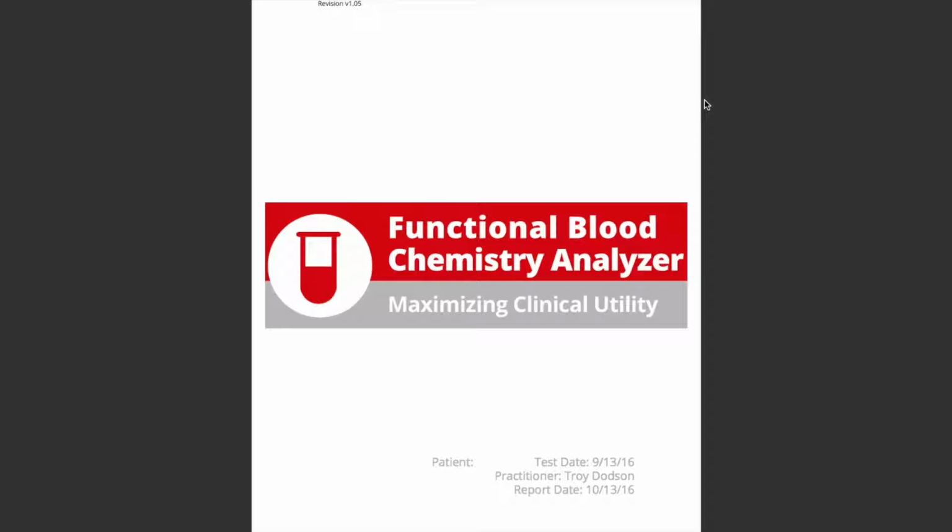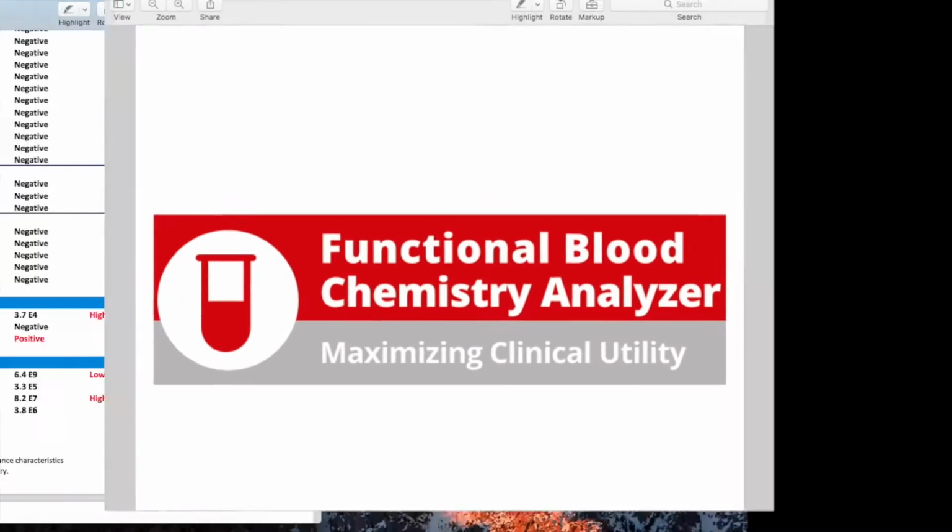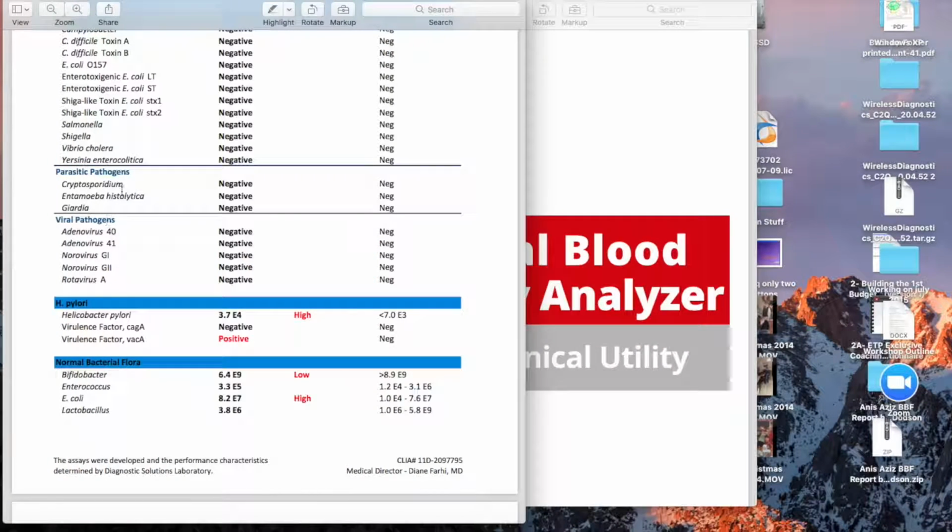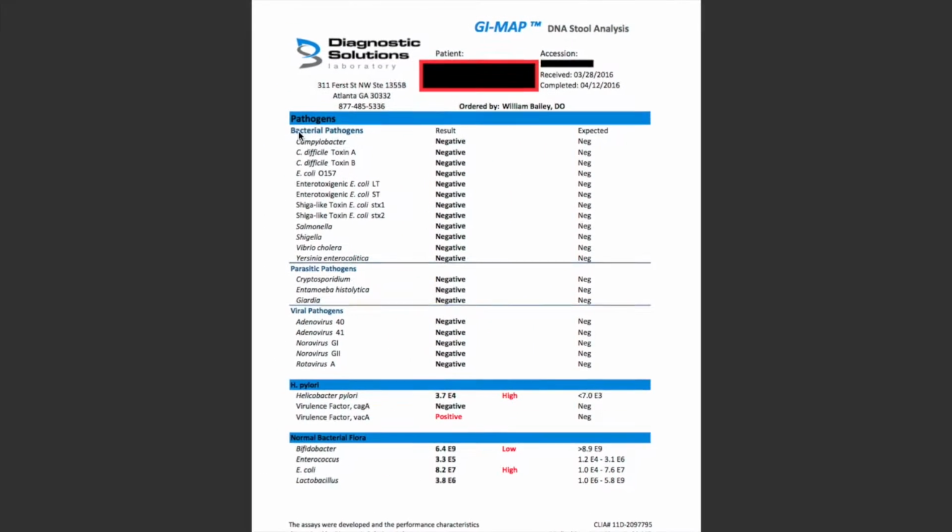So I'm going to go ahead and pull up another lab. Hopefully I already have this up here. Yep. And we're going to take a look at this. So this is a GI-MAP. This isn't for the same client, but this is the kind of stuff we would find when we have the other findings from that original report. So I'm bringing this up as an example. Basically this is a stool test that uses DNA sequencing to find different parasites, bacteria, yeast, and what have you.